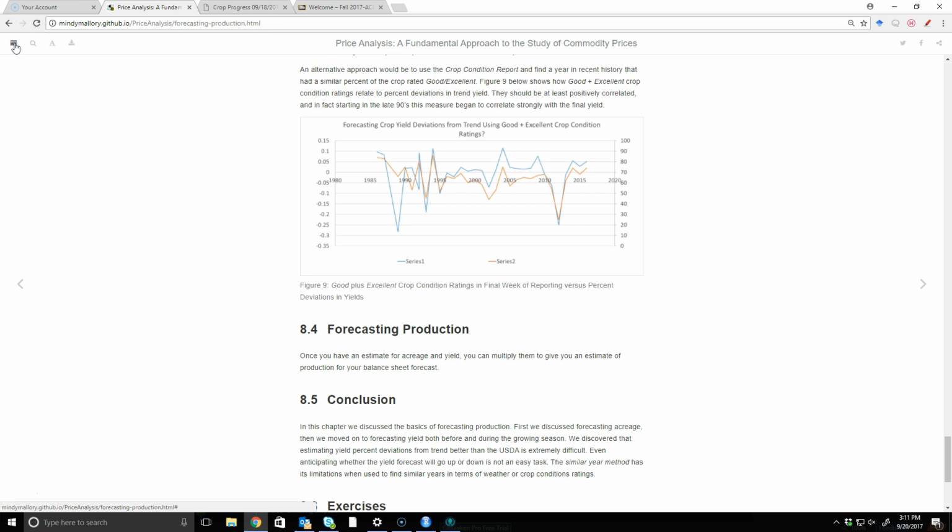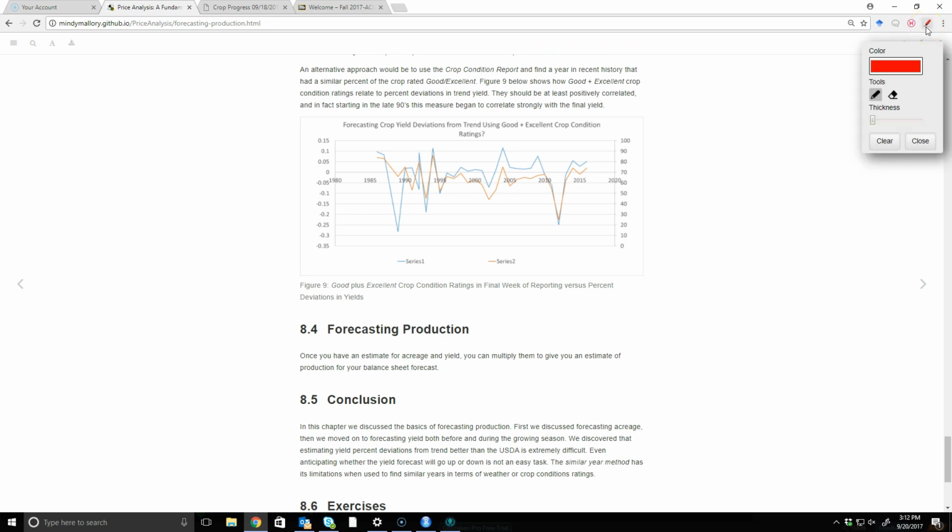A little bit different way to do a very similar thing is to utilize the crop condition report that's put out every week on Monday afternoons. The way that people most commonly look at that is they take a look at the percent of the crop that's rated good to excellent and compare that to historical yield deviations. And then you can say to yourself, okay, we're seeing a significant drop in the good to excellent percentage, and that's a similar percentage that we saw in, say, 2002, so maybe we can estimate that our yield deviation from trend will be similar to that in 2002.